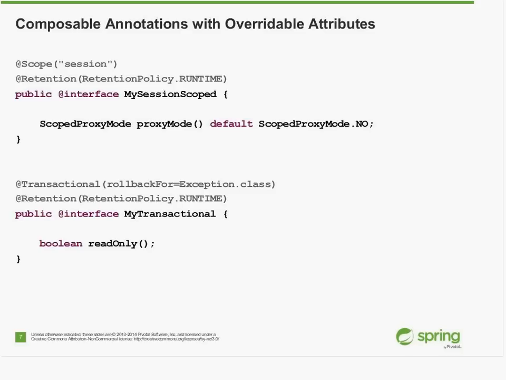Towards the guidance point, have a look at the MyTransactional annotation below, a custom transaction annotation. Meta annotated with @Transactional, that's Spring's standard transaction annotation, it has a hard-coded rollback rule in there, just an arbitrary example.